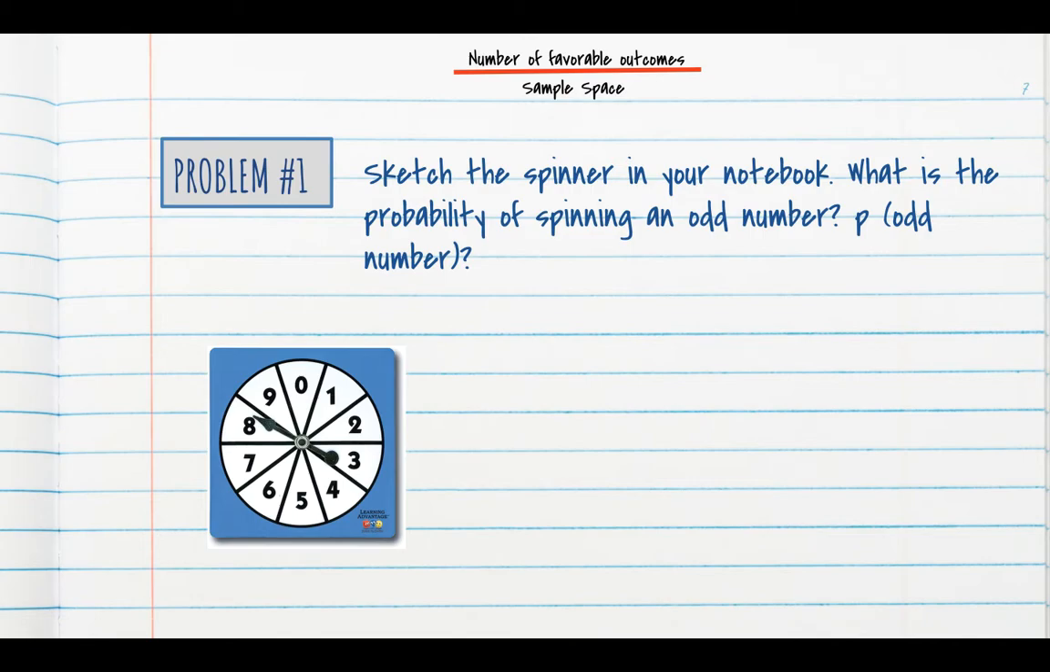Now here's one for you to try. I want you to sketch this spinner in your notebook, and then I want you to calculate the probability of spinning an odd number. So probability P, parentheses, odd number. Pause the video while you're working this problem, and then press play when you're ready to check your work.